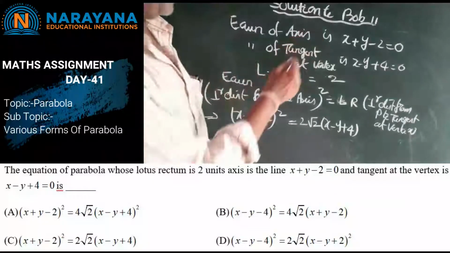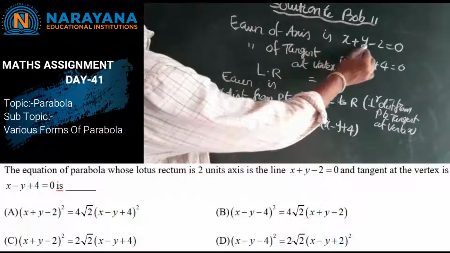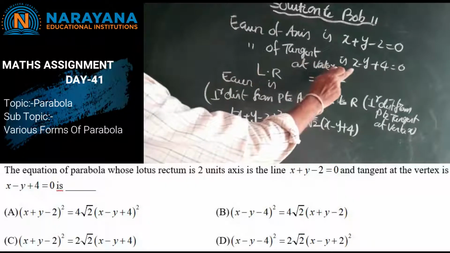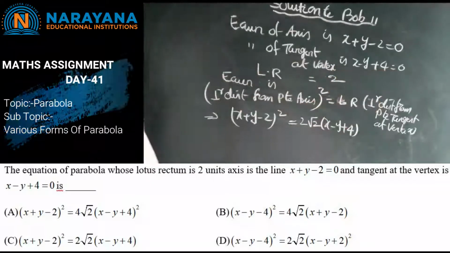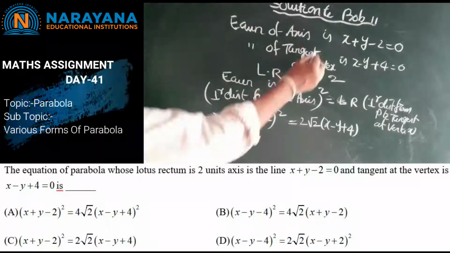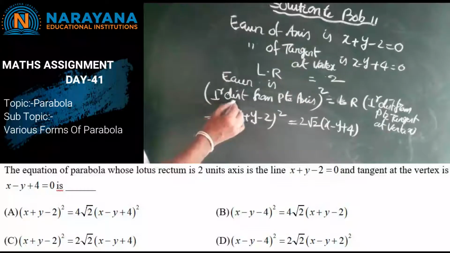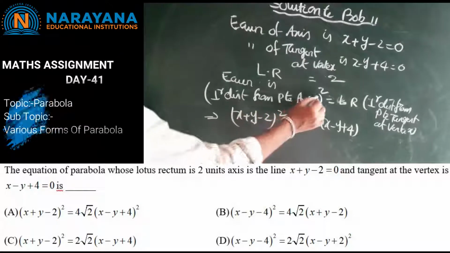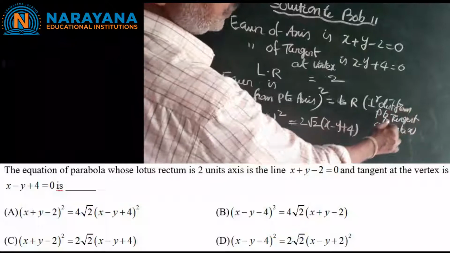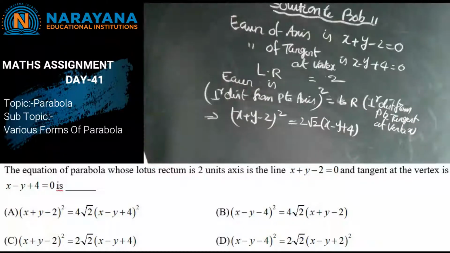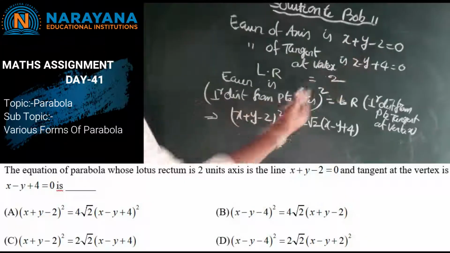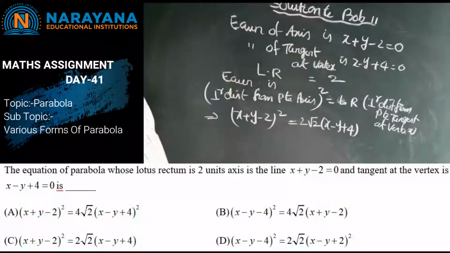Solution to problem number 11. It is given that the equation of the axis is x + y − 2 = 0. The equation of the tangent at the vertex is x − y + 4 = 0. The latus rectum is given by 2. If these are given, this is the equation formula: the perpendicular distance from P to the axis, whole squared, equals latus rectum times the perpendicular distance from point P to the tangent at the vertex. By simplifying and substituting the equation of the axis and the tangent at the vertex, we can get this equation.